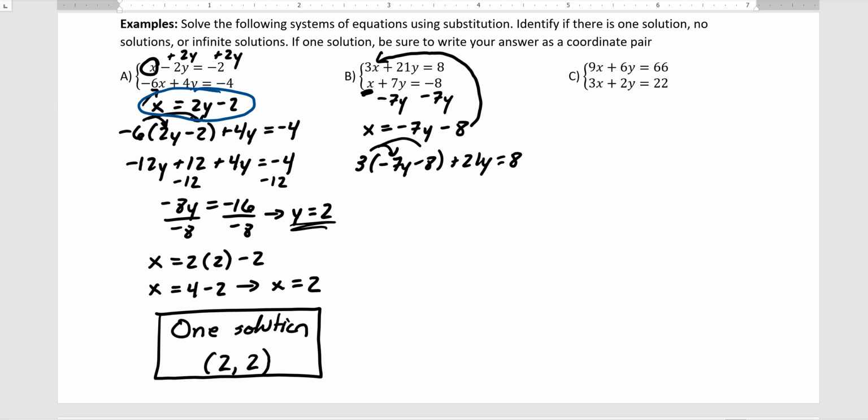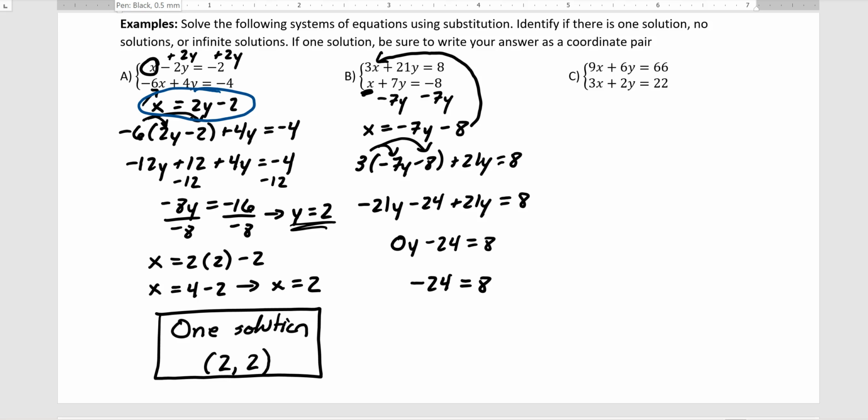Distribute the 3 into everything here. So 3 times negative 7y is negative 21y. 3 times negative 8 is negative 24. We'll have plus 21y equals 8. Well, notice here, negative 21y plus 21y would give me 0y. So I'd have 0y minus 24 equals 8. 0 times anything is just 0. So this becomes negative 24 equals 8. Do we see how this 0y is just 0?